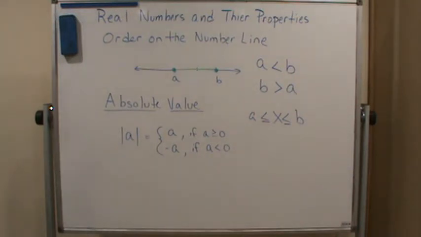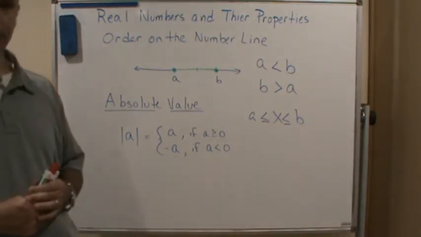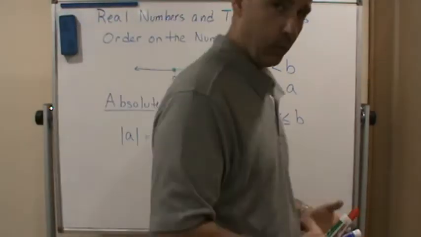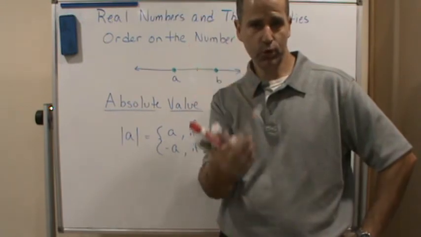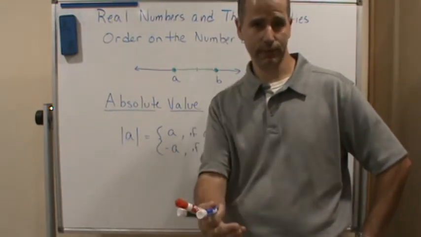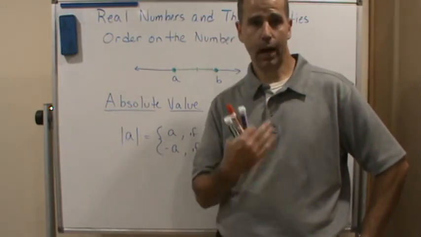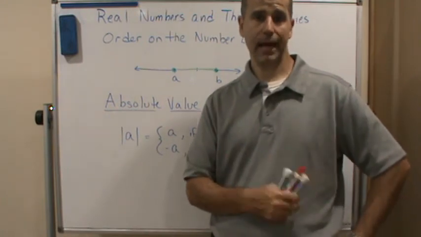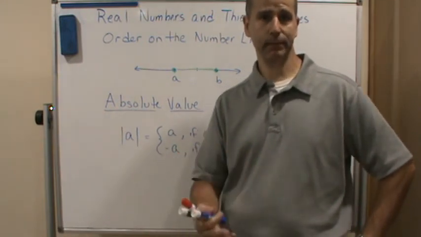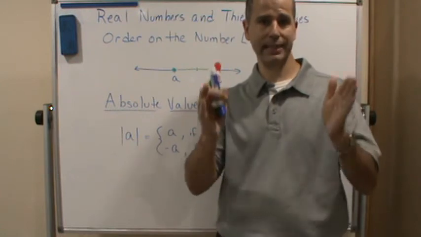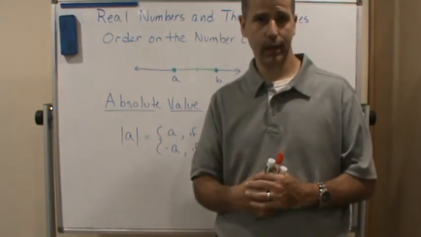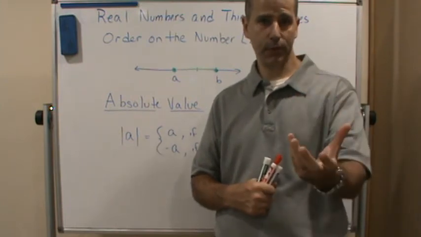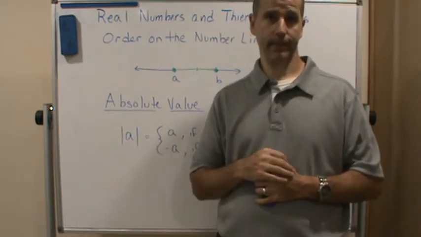Okay, absolute value. Absolute value of a number. What does that mean? In words, for any number that you give me, if I want to take the absolute value of that number, I want the positive value. That's what the absolute value of a number means. Whatever the sign of the number is, I want that number to be positive. So if I want the absolute value of 5, that's 5.